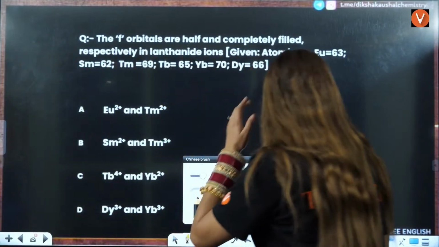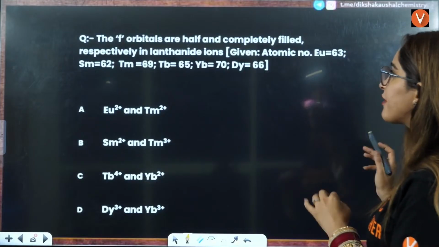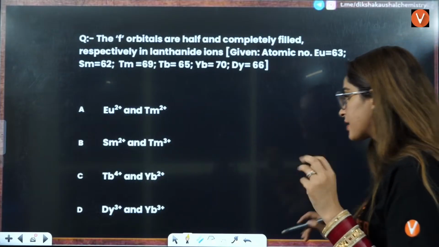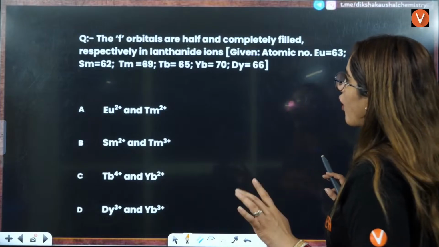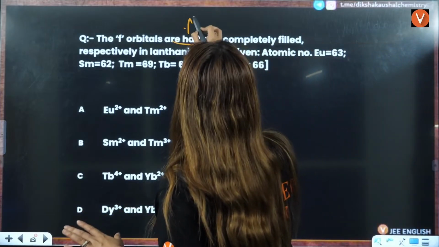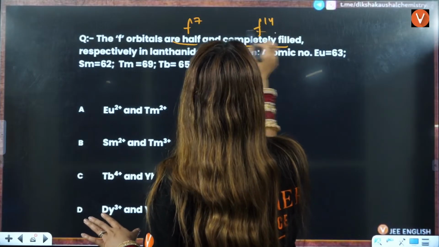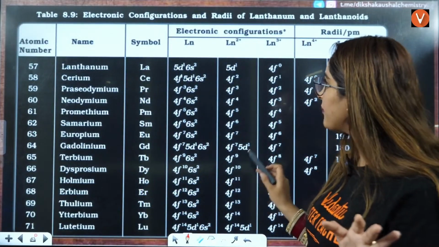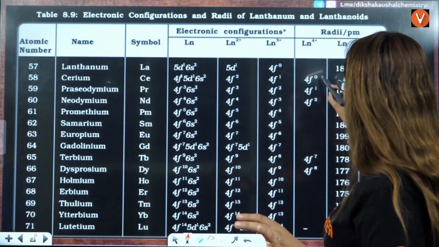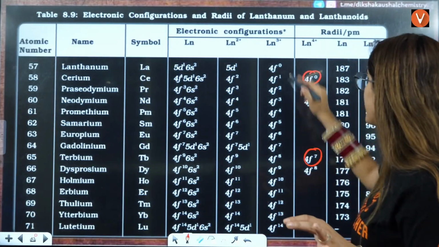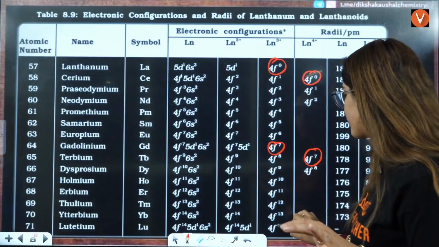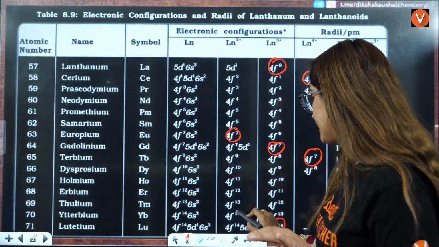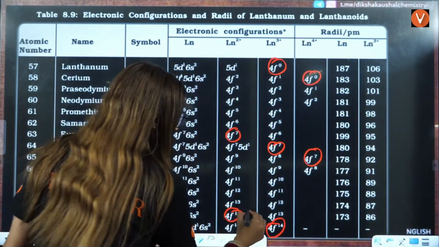Right. Next question is: the f orbitals are half and completely filled respectively in lanthanoid ions. Atomic numbers are given to you. They are saying the f orbitals are half filled, that is f7, and completely filled, that is f14. For this, you should understand that these are the stable configurations. Here, if you see, lanthanoids have 0, 7 and 14. This you should remember. So if you see, this is 14 at ytterbium.